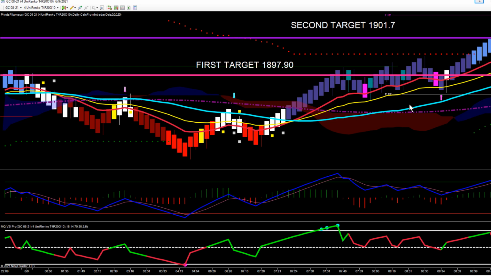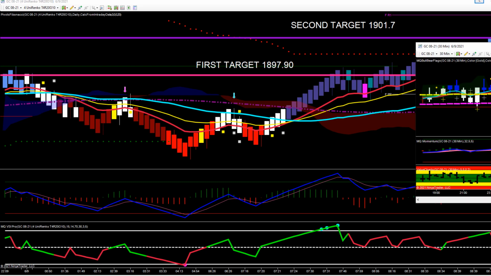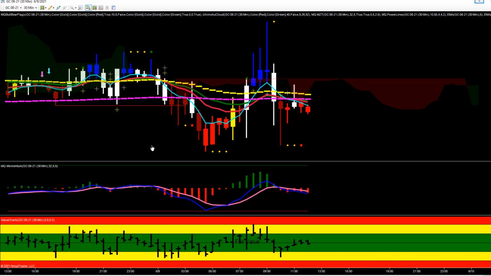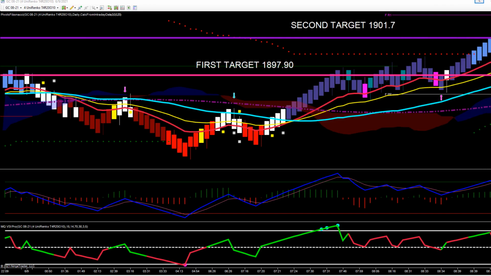Now we got extended on the 30-minute chart at this point. You can see right here on this bar right there, we were hitting significantly overvalued. So we had gotten extended on our 30-minute chart when we hit our first target. And so we kind of chopped around and consolidated, which is what we often do. We get extended on the 30-minute chart.